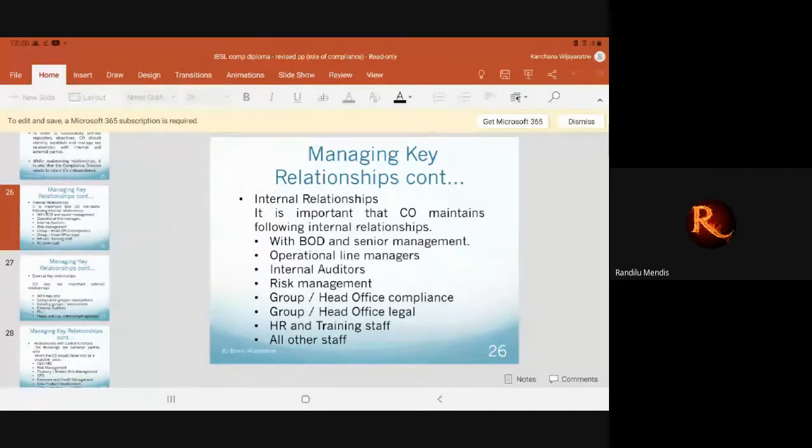So, in order to have this relationship, the compliance requirements, we discussed the skills: presentation skills, both written and oral, listening skills, analytical skills, and negotiation skills. All that is important to have a very cordial, professional relationship with these parties.